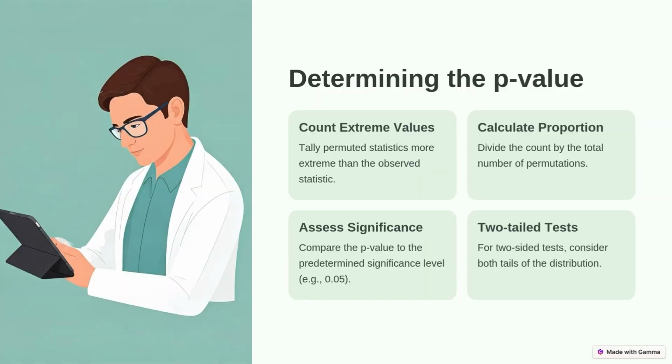Once we have built the permutation distribution, determining the p-value is very simple. We count how many permuted statistics are more extreme than our observed statistic. Then we divide this count by the total number of permutations, giving us the p-value. If it's less than 0.05, we reject the null hypothesis. Otherwise, we fail to reject it.